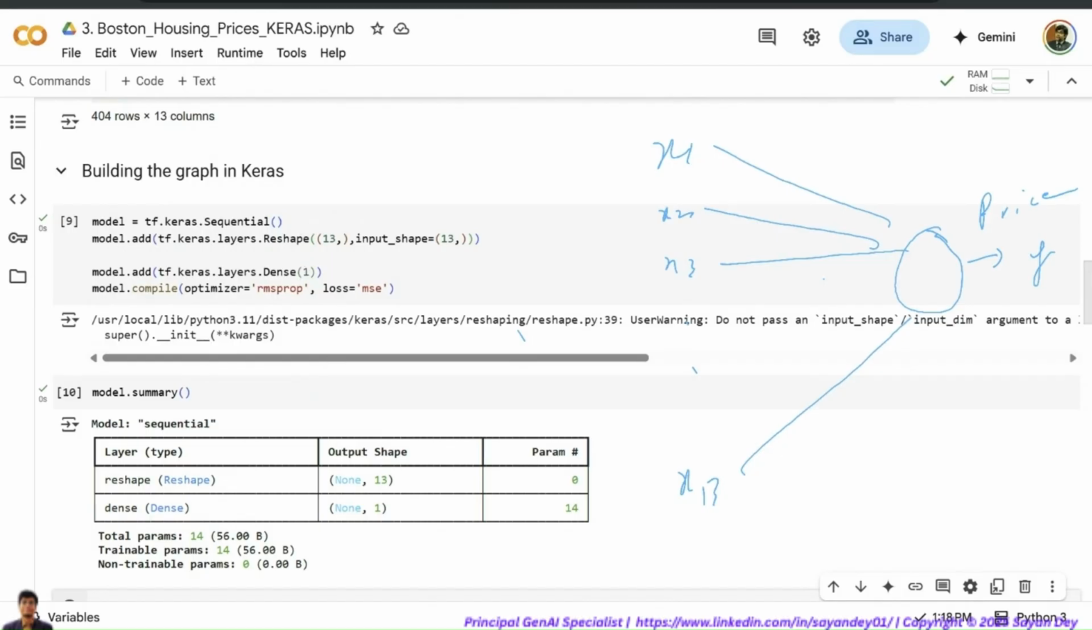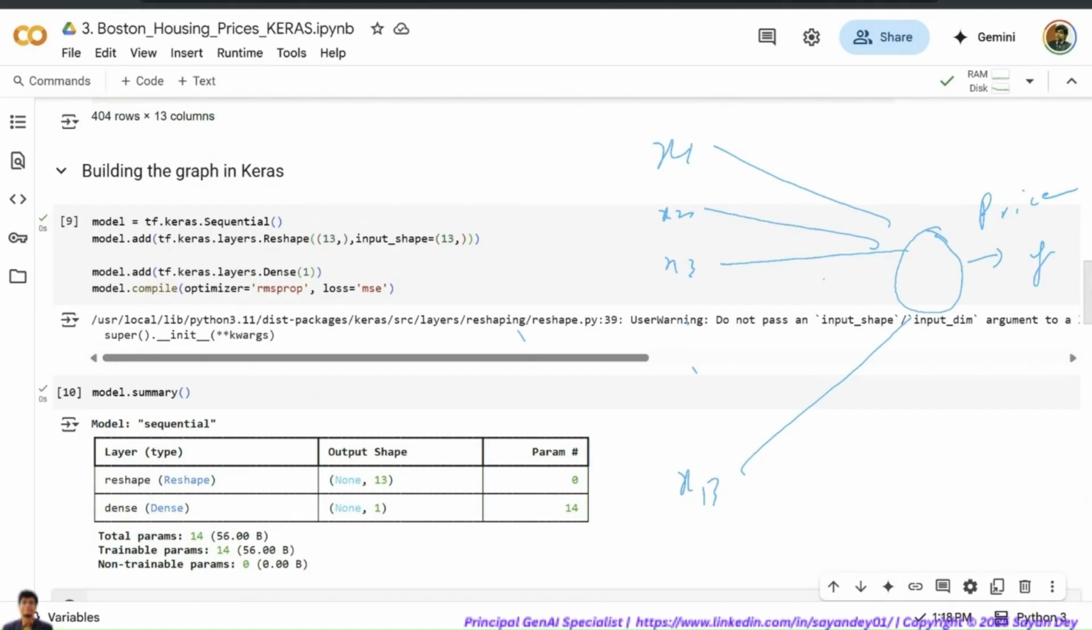What is the meaning of dense of 1, friends? Dense layer means a fully connected layer. So what is a dense layer? A dense layer means a fully connected layer. That means the neuron is connected to all the previous layer neurons. That is what we call a dense layer, right? So dense layer in this case means this neuron, whatever neuron you are seeing right now, is connected to all the previous layer neurons. So the output neuron right now is price. So this output neuron price is connected to all the input layer neurons. That is what we call a dense layer.